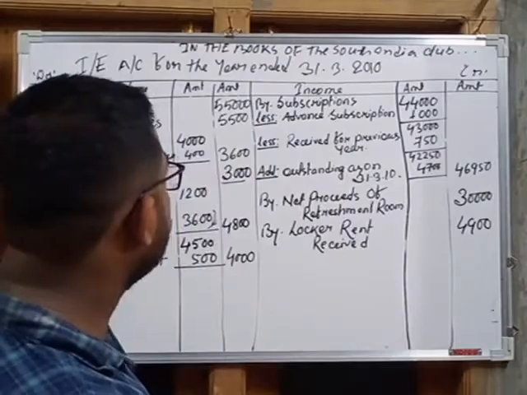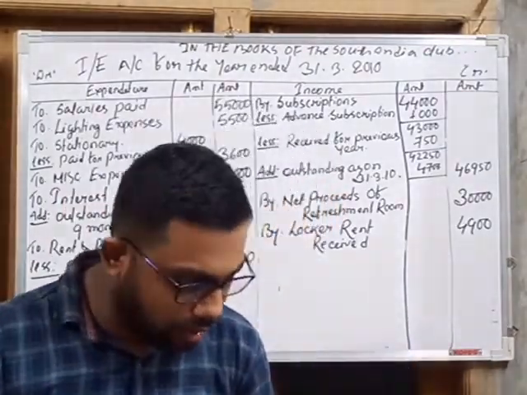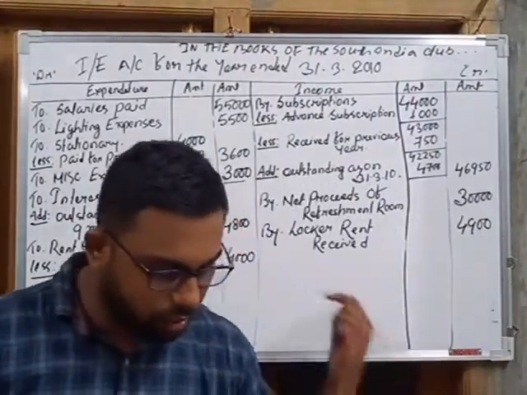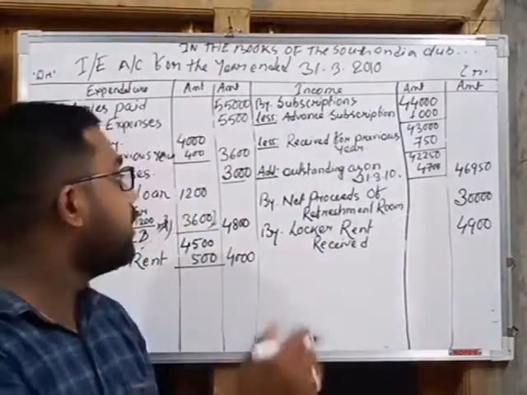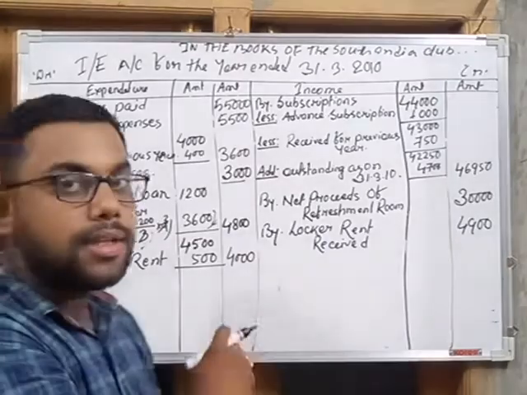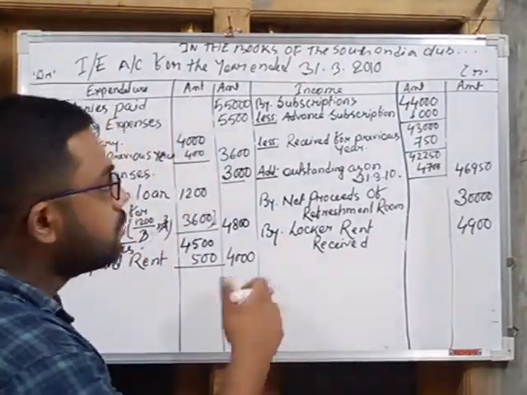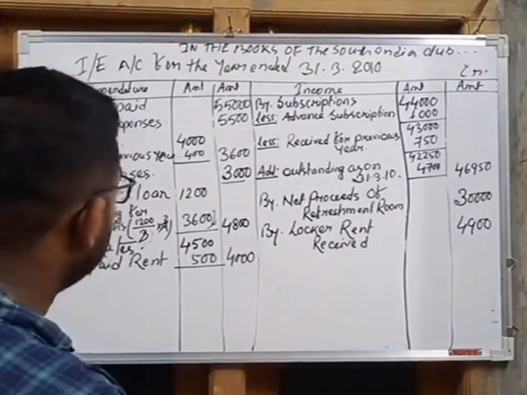Okay, so we have entered all the items in our income and expenditure account. The additional information, that is subscription, we have already adjusted, and the interest for 9 months that was outstanding we have already adjusted in interest on loan, because it is the interest for the current accounting year. Now we have to balance. First we will balance the expenditure side.